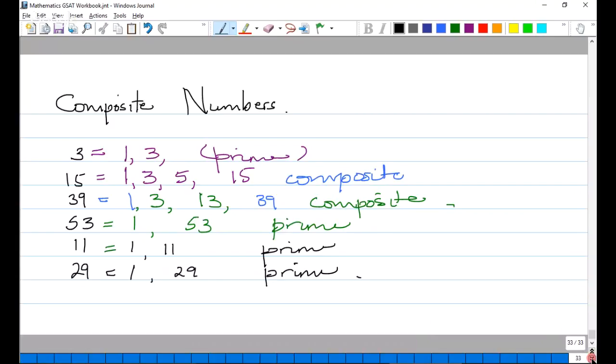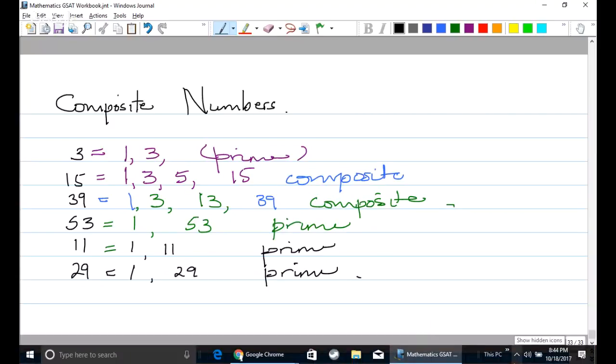All right. So in this episode, tell me what are the things that we looked at. We looked at common factors, highest common factors, multiples, and least common multiples. And what was the last one? Composite numbers. All right. Composite versus prime.